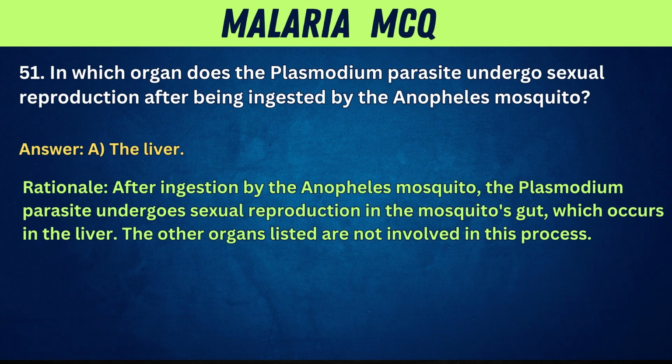Rationale: after ingestion by the Anopheles mosquito, the Plasmodium parasite undergoes sexual reproduction in the mosquito's gut, which occurs in the liver. The other organs listed are not involved in this process.